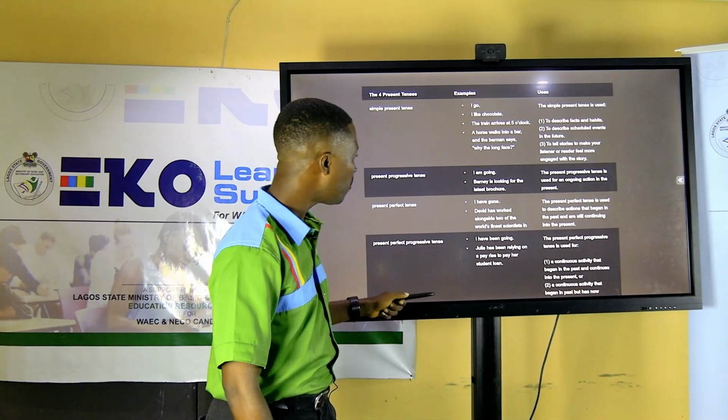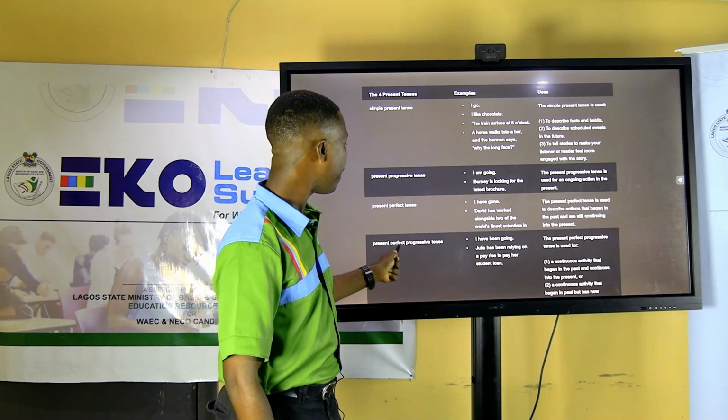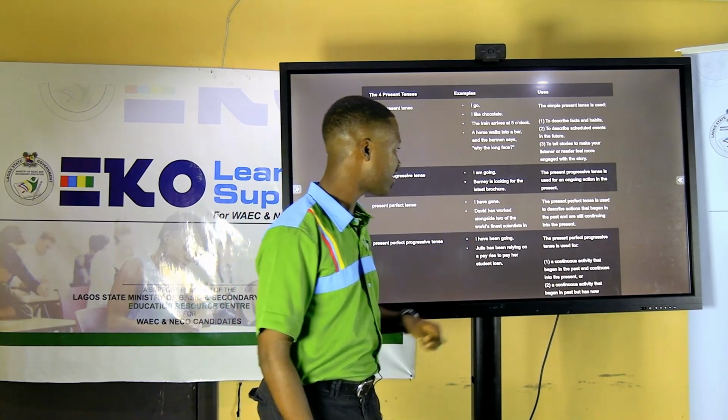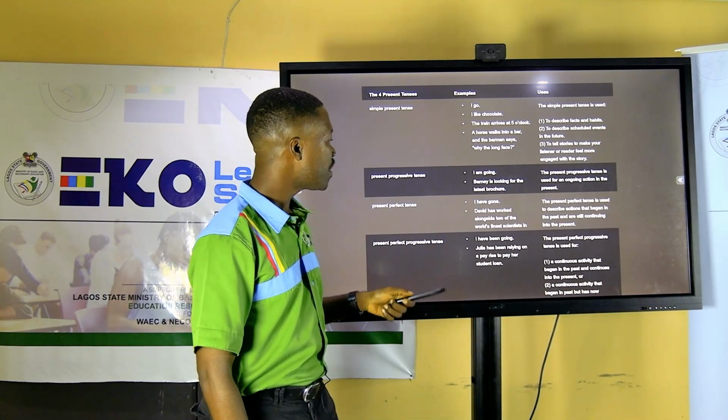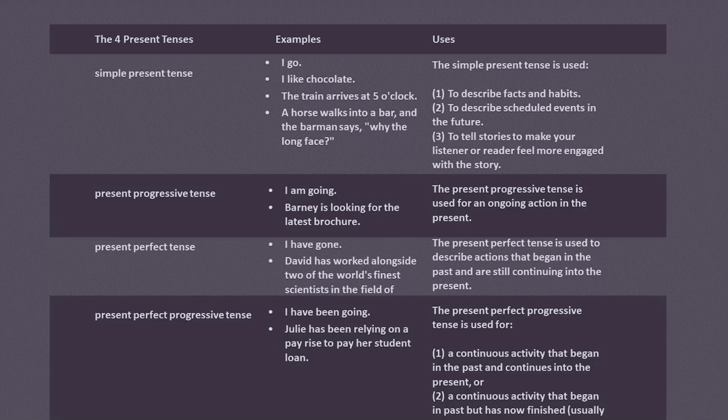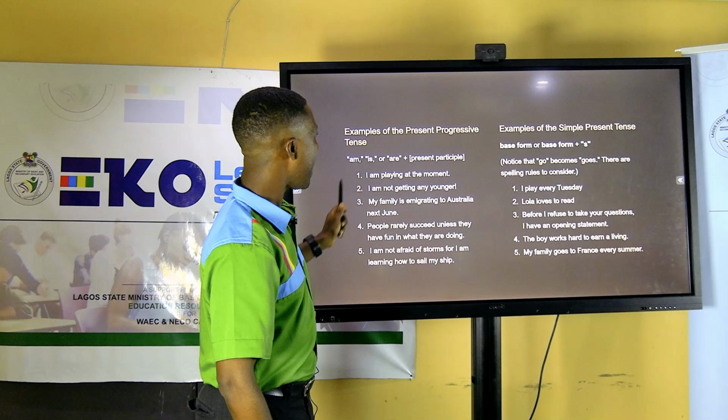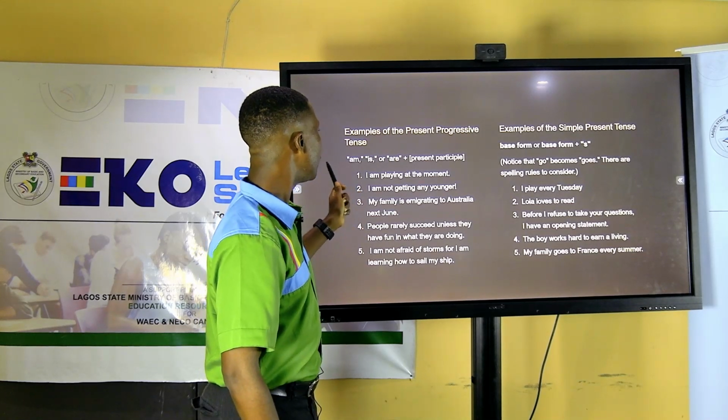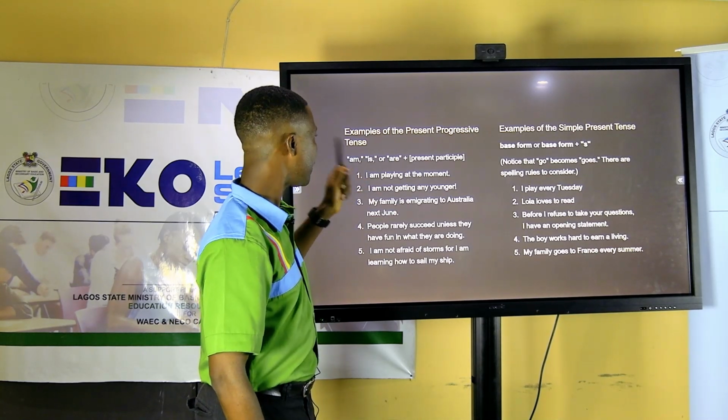The last one we have here is the present perfect continuous tense. When we talk about this, we talk about a tense that is used for number 1, a continuous activity that began in the past and continues into the present, or a continuous activity that began in the past but is not yet completed. Let's move on. Let's look at examples of the present progressive tenses.